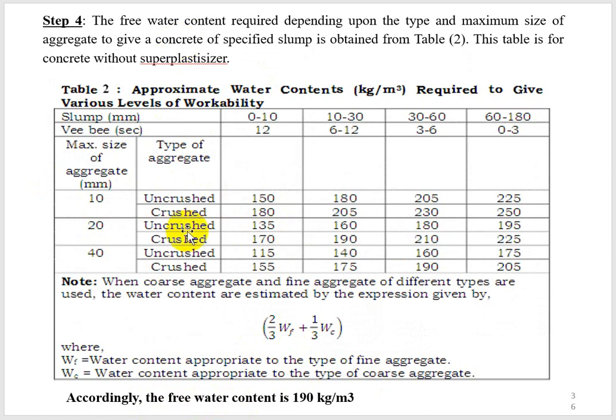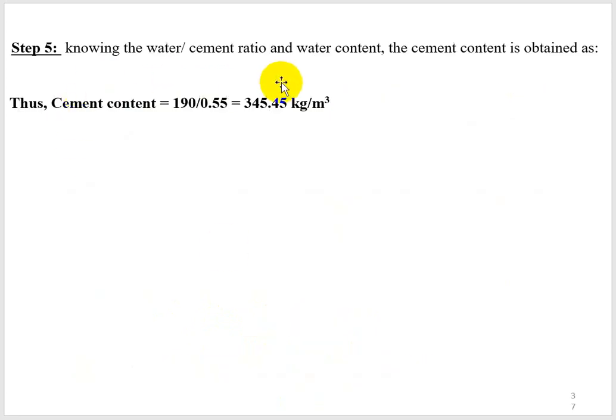So once we have that, then we have step number 4 and get the free water content. All the information we need to get this amount of water is provided. We have the slump 30 to 60. We have the aggregate size 40. We have the type of aggregate, which is crushed in that case. And so it corresponds to 190. So there is no need to use this formula as we explained in the previous example. We can use it only if one of the aggregates is uncrushed and the other one is crushed. So 190 it is.